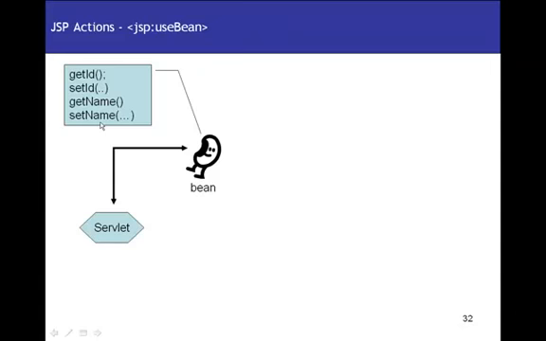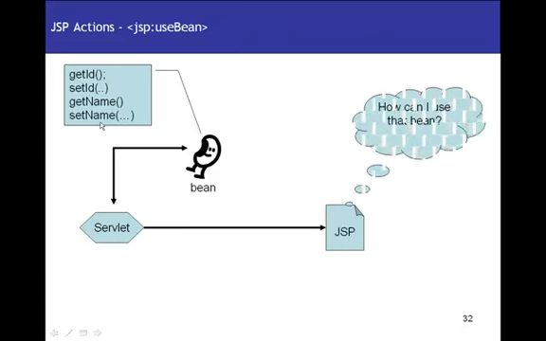Now when this request is passed to a JSP page, ultimately I want to pass this username and ID to this JSP page so that it can be displayed on the JSP page. How can I do it? Right? How can this JSP page use this bean values which is set at the servlet?